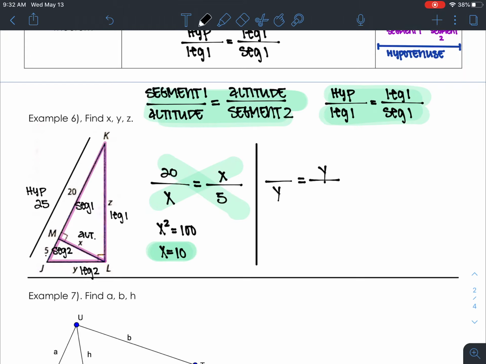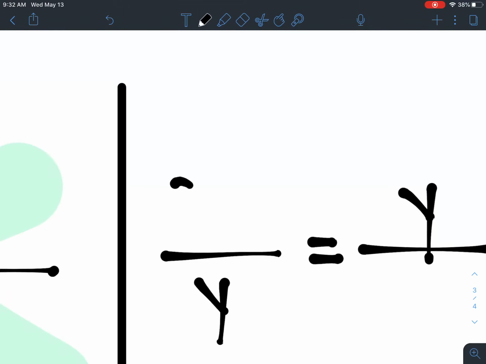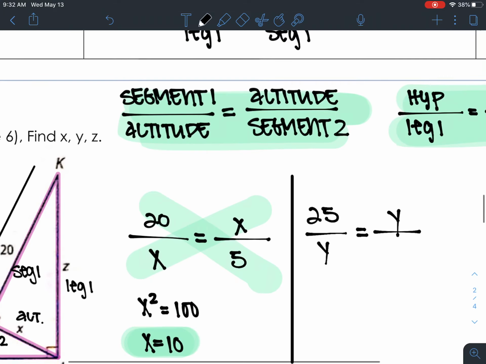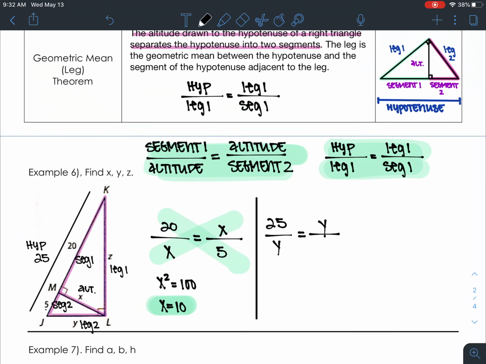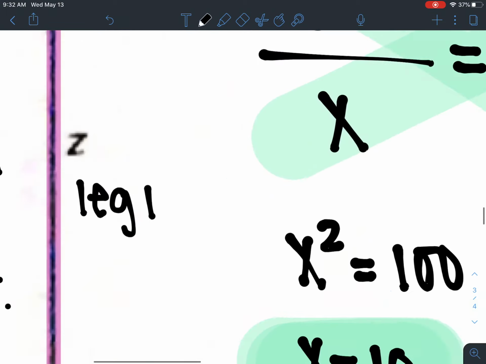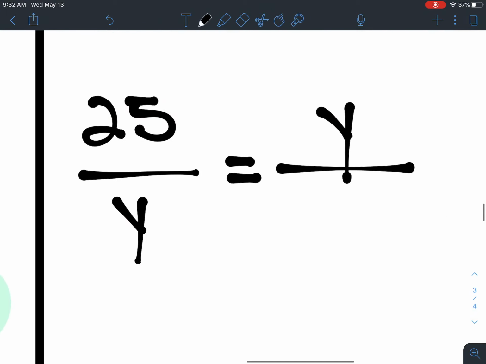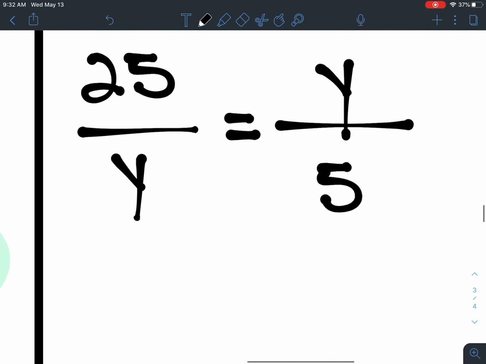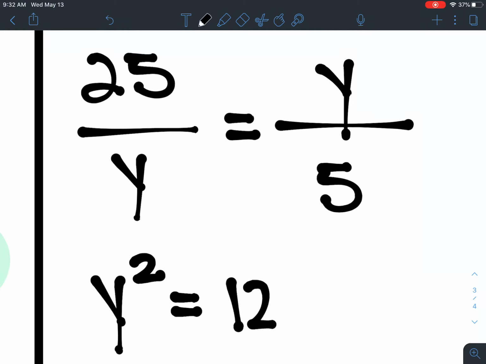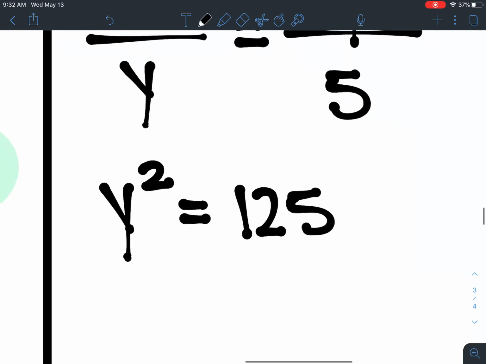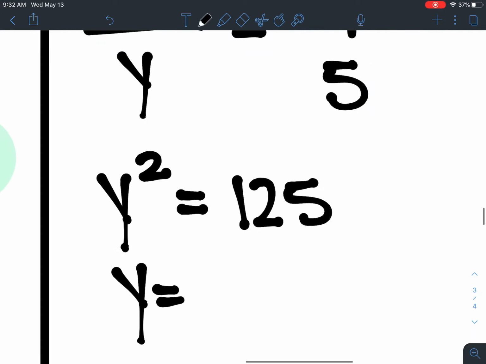What's our full hypotenuse? Well, we found that that's going to be 25. And then what's the segment that is closest to y? That's 5. So cross multiplying, you're going to get y squared is equal to, I believe, 125. Then y is equal to the square root of 125, and you can't keep it like that.